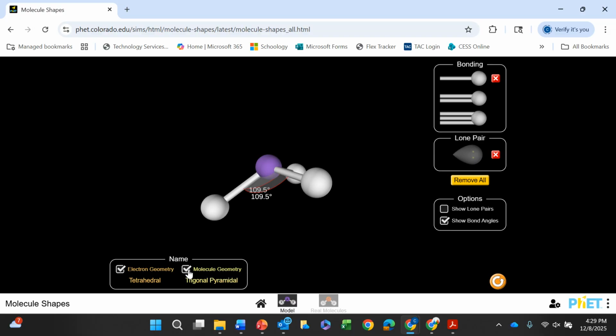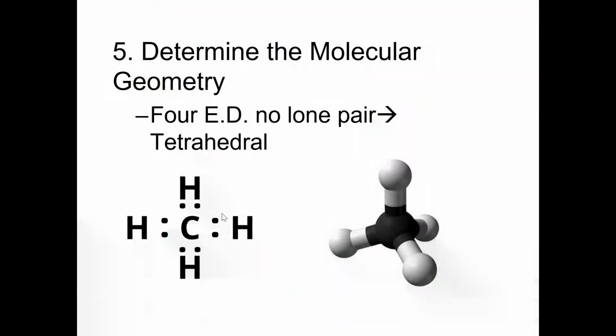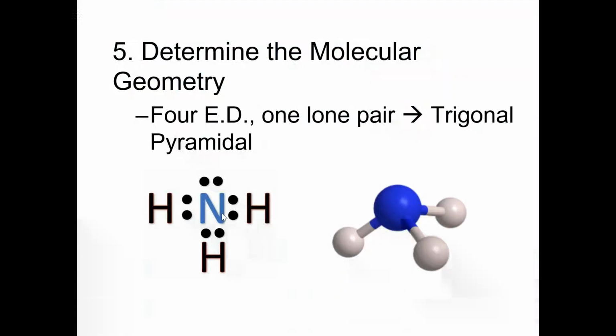That shape is called trigonal pyramidal. It's a pyramid with a triangular shaped base. I got 1, 2, 3 atoms making the base of the triangle. The purple one is the apex of the pyramid. So if I have 4 electron domains, but one of them is a non-bonding pair, then I get a trigonal pyramidal shape. This is what happens with ammonia. We saw this earlier with the weird little shape.